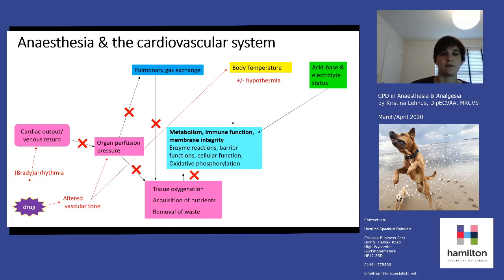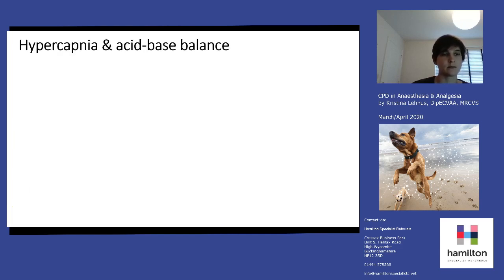And then if you have reduced vascular tone, for example, you're going to vasodilate, and that's going to mean that you can't have your compensatory or regulatory vasoconstriction to maintain body temperature, so you may become hypothermic, which also affects your cellular function. You become acidotic because you have poor tissue oxygenation, and the whole thing is a vicious cycle.